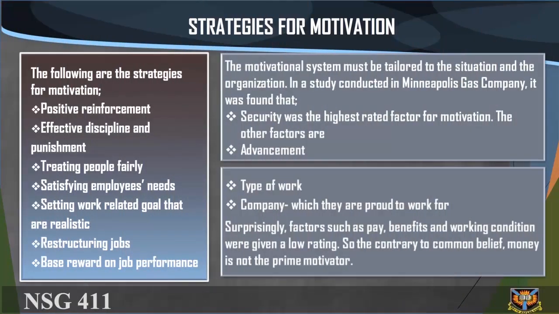Strategies for motivation. The following are the strategies for motivation. 1. Positive reinforcement. 2. Effective discipline and punishment. 3. Treating people fairly. 4. Satisfying employees' needs. 5. Setting work-related goals that are realistic. 6. Restructuring jobs. 7. Base reward on job performance. The motivational system must be tailored to the situation and the organization.